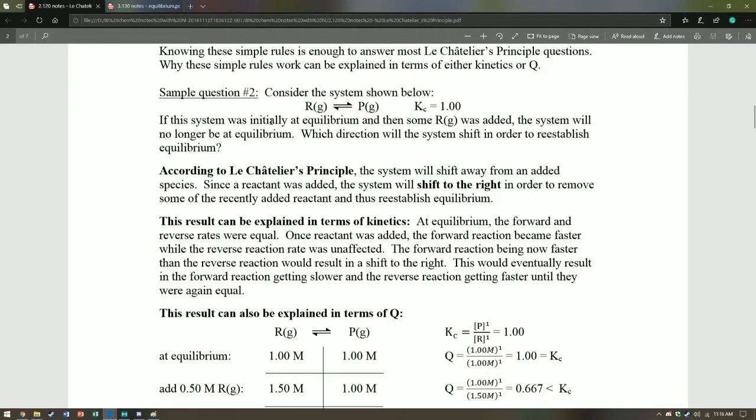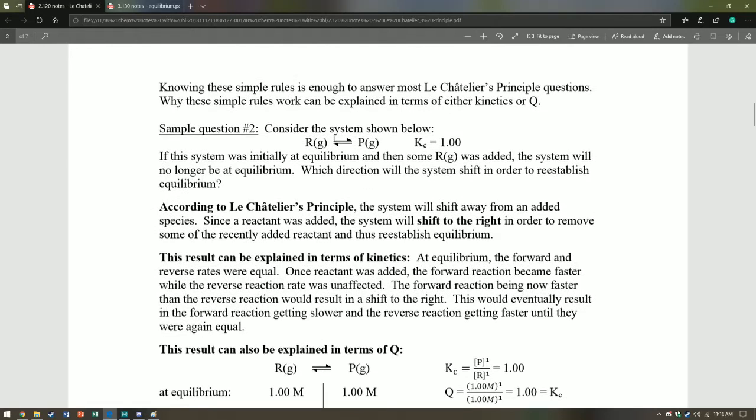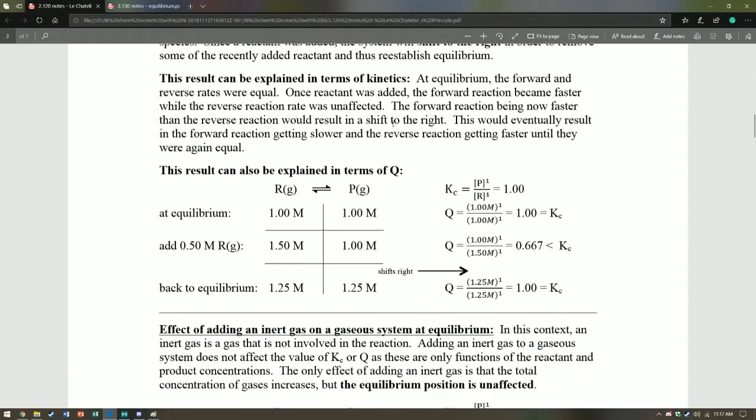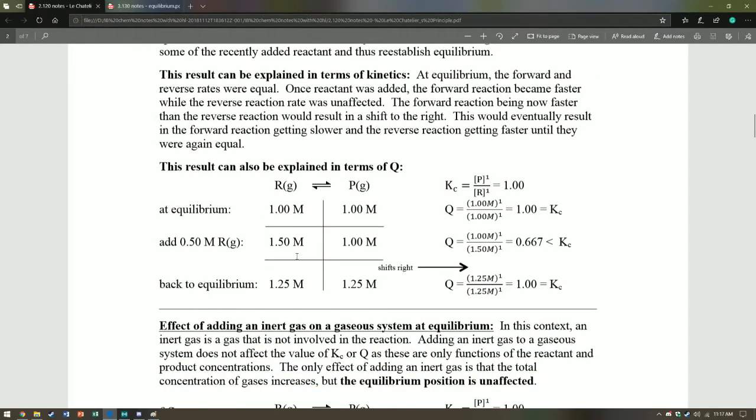So consider this system here. If the system was initially at equilibrium and then some reactant was added, the system will no longer be at equilibrium. Which direction will it shift? According to Le Chatelier's principle, it should shift to the product side, since if we add reactant here, the system wants to get rid of it, and the only way to get rid of it is by creating more product. And again, we can explain this with chemical kinetics.